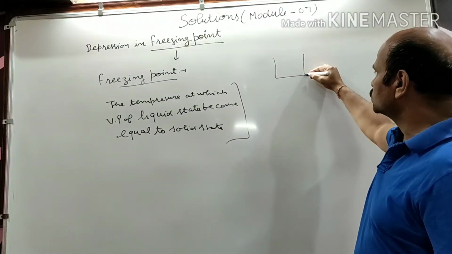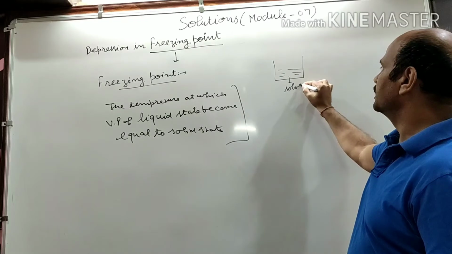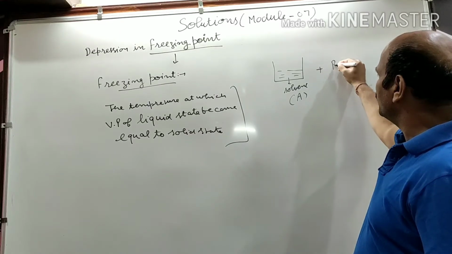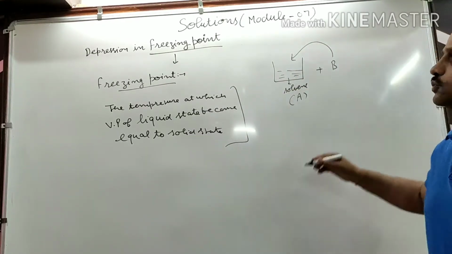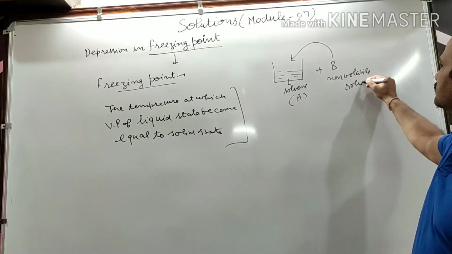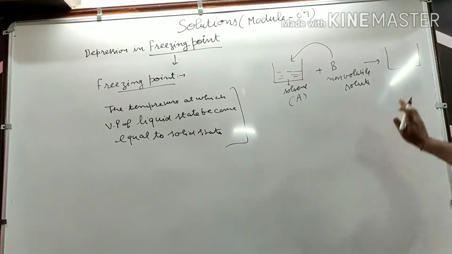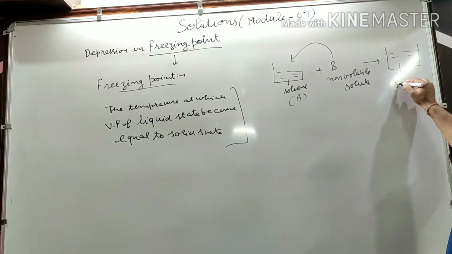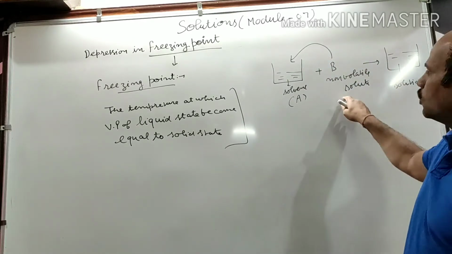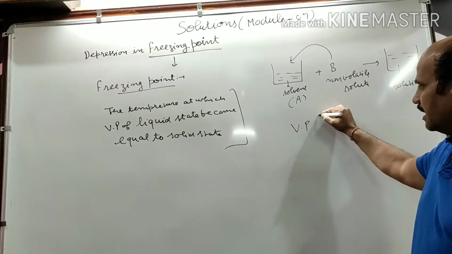Now if we take a pure solvent, and suppose it is A, and now if we add B, that is a non-volatile solute, then a solution will be formed. A solution of non-volatile solute will be formed. This is the solution. And you know, by addition of non-volatile solute into solvent, vapor pressure goes on decreasing.